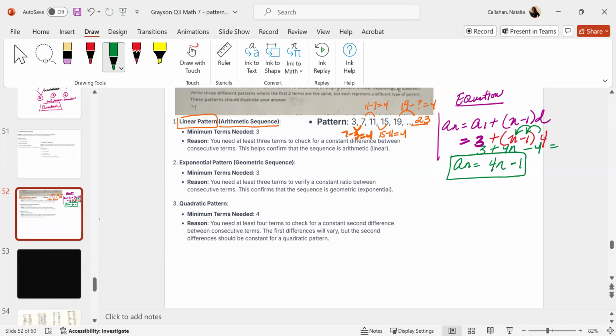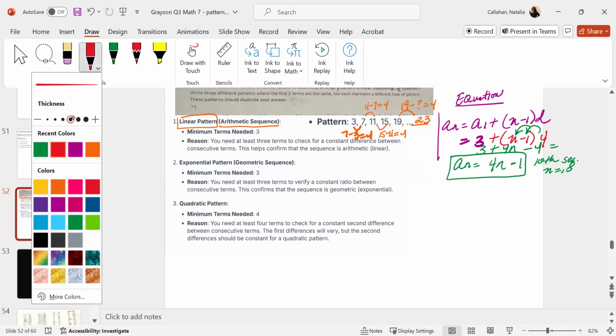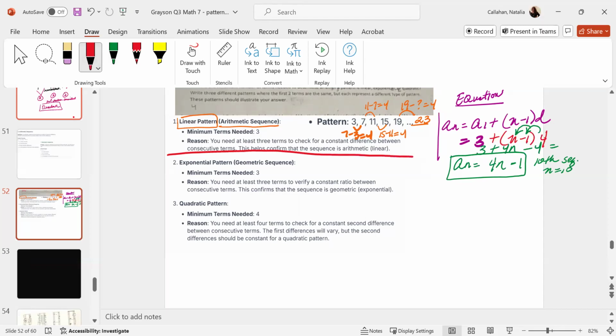So if I want to do something like, what's the 10th term? The 10th term means n equals 10, right? 4 times 10 is 40. 40 minus 1 will be 39. That'll be your 10th number. Does that make sense? So that's the first one. Make sure you copy that part down. That is the example for an arithmetic or linear pattern, okay? Tell me what you know about exponential patterns. Well, actually, I'll give you a second to copy this part down.